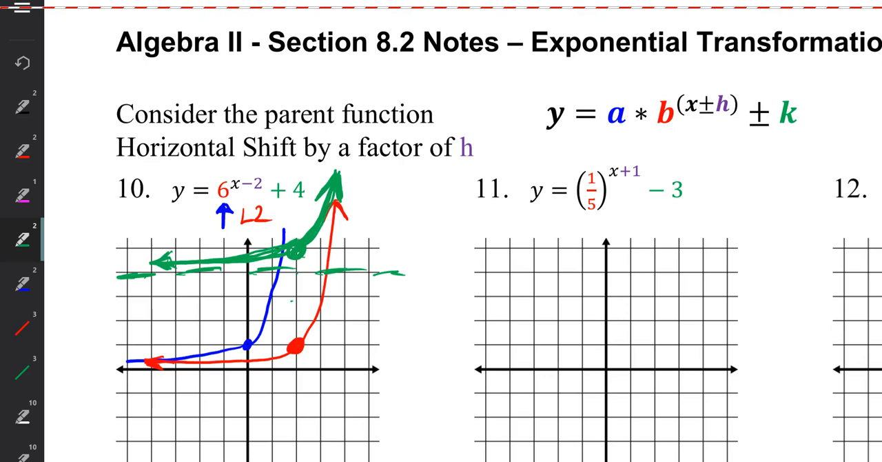So when I am grading this on a quiz, I'm going to look for the location of that blue dot right there. I'm going to look for your asymptote. I'm going to look for your basic shape. Those are the 3 things I'm looking for. That's it.